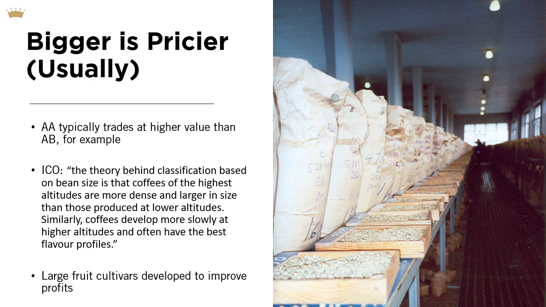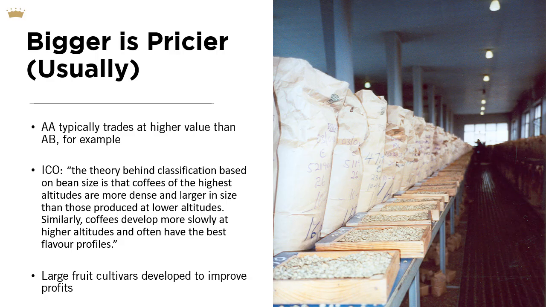However, as far as using size as a proxy for high sensory quality, the viewpoint's perhaps a little dated. Yet it continues to be perpetuated by organizations like the International Trade Center and the International Coffee Organization, the latter claiming in their literature that the theory behind classification based on bean size is that coffees of the highest altitudes are more dense and larger in size than those produced at lower altitudes. Similarly, coffees develop more slowly at higher altitudes and often have the best flavor profiles.